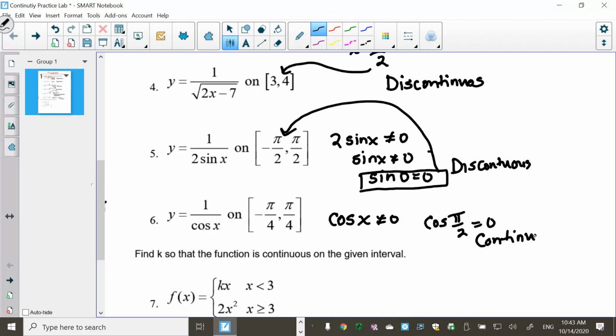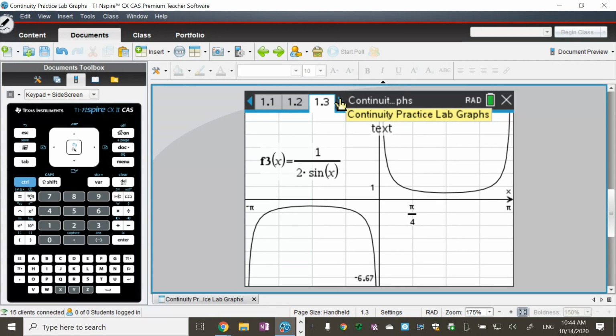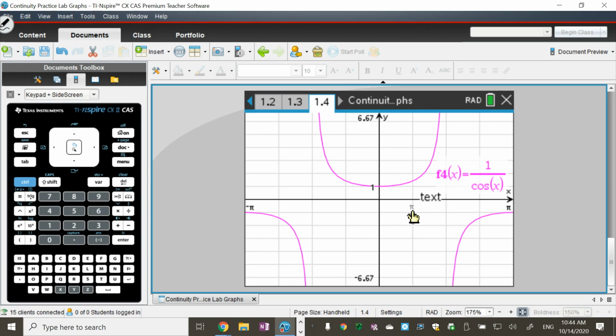Again, this causes a little bit of angst if you did not memorize your table, so memorize what these values are, so that you're not relying solely on the graph. So let's look at the graph of number 6. I changed the window so I could see what's going on, counting by pi over 4. As you can see, from negative pi over 4, which would be right here, to pi over 4, it's a continuous function. It becomes discontinuous over here at pi over 2, because that's where cosine is 0, and at negative pi over 2 right here, because that's where cosine is 0.